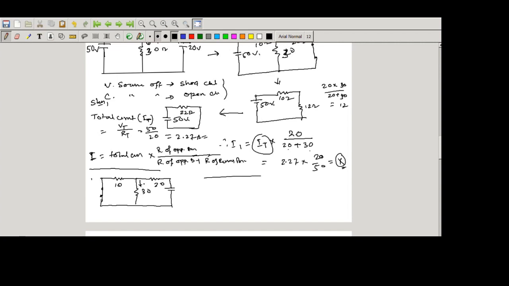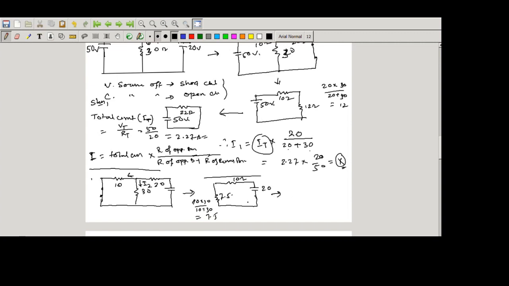Suppose we call the current I2. Now we simplify this circuit again. If we simplify this, you see the supply is this way, so the current should flow this way. The 10 ohm and 30 ohm are in parallel connection, so we simplify. After simplifying 10 and 30 in parallel, the value is 10 into 30 divided by 10 plus 30, which equals 7.5. So here we write 7.5, and here 10 as it is, and the 20 volt source.